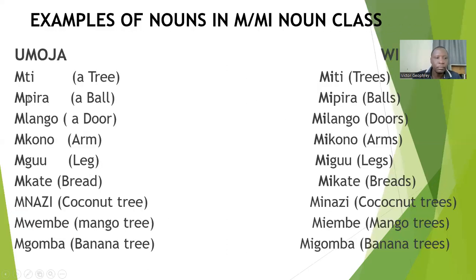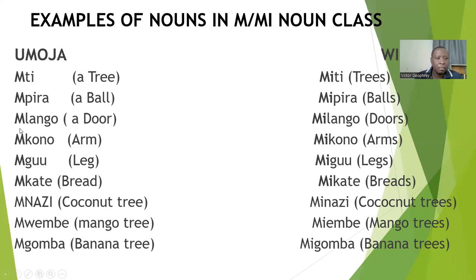Mpira, a ball. Then in the plural it is mipira, balls. Mipira. You see? That's why I say the Mi noun class: in the singular a ball is mpira, then in the plural it is mipira. So that's why I call it the Mi noun class.